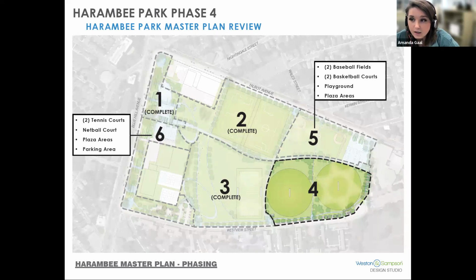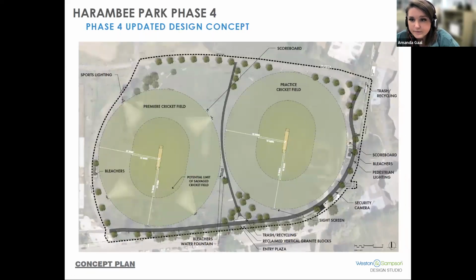pathway system. And the current phase, which is phase 4, which is highlighted below, includes the renovation of the existing cricket field and the relocation of a second cricket field that was demoed during phase 3 for the football fields. The future phases will include baseball fields, basketball courts, a playground, tennis courts, a netball court, and a parking lot.